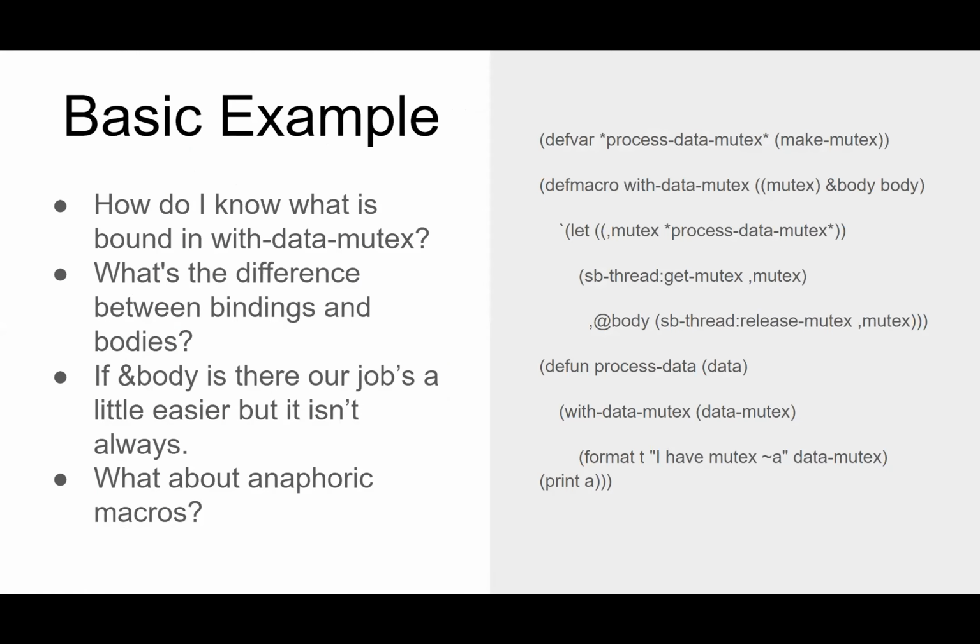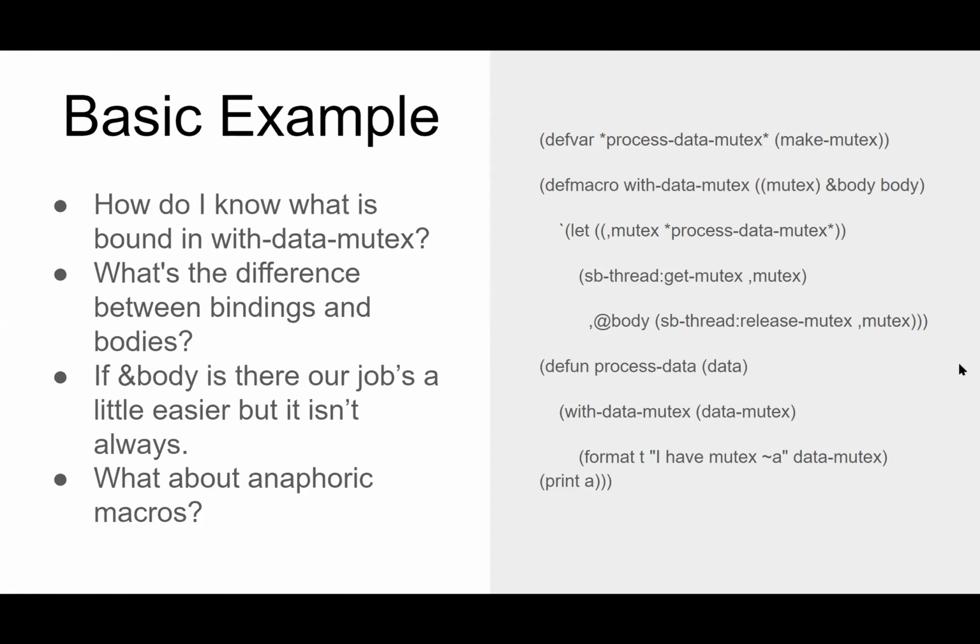Here's a basic example. Process data mutex. So I want to write multi-threaded code, and I want a macro that binds this mutex. So I make my mutex. I make a macro, with-data-mutex. As we see, it just binds the mutex and continues on.